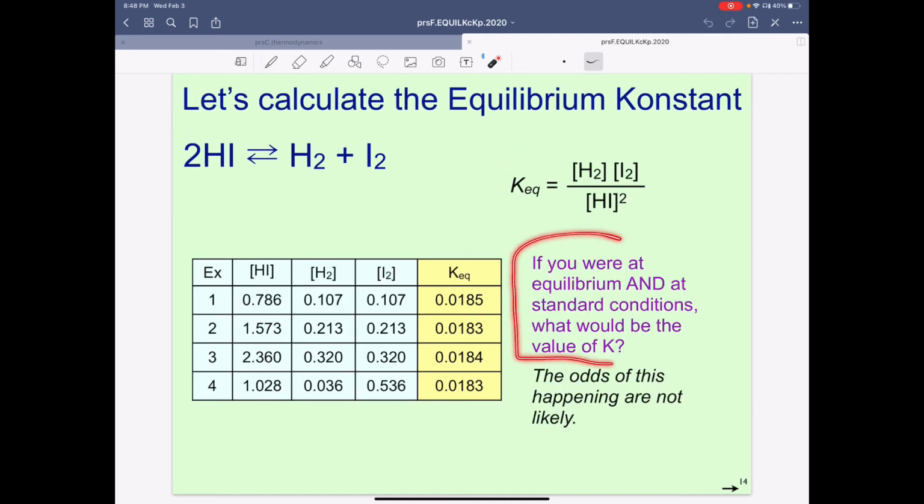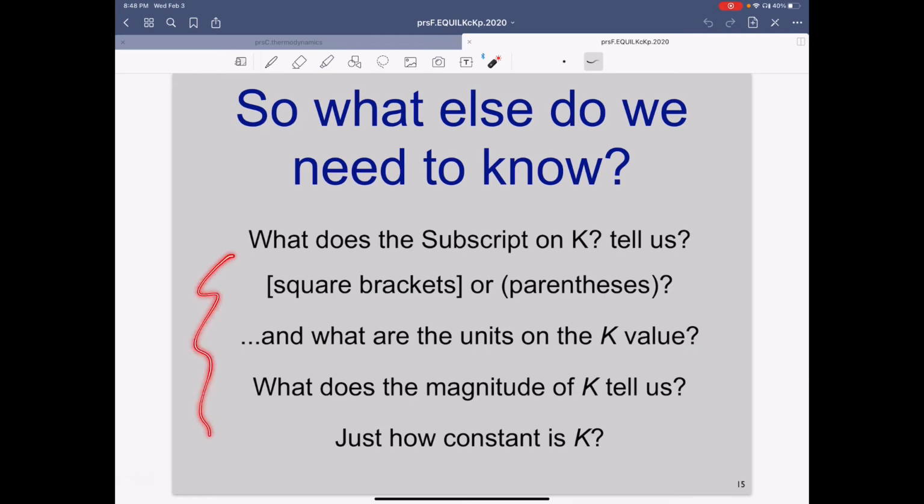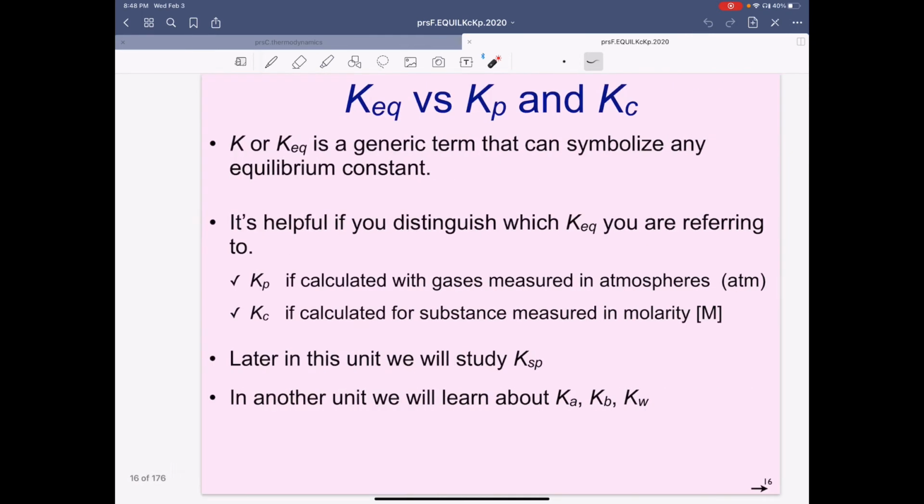If we're at equilibrium and at standard conditions, where everybody was 1, of course, K would be equal to 1. This just does not happen very often. There's so many other equilibrium position possibilities. The odds of being at 1, 1, and 1 are quite slim. What else do we need to know? Plenty of information that we want to know.